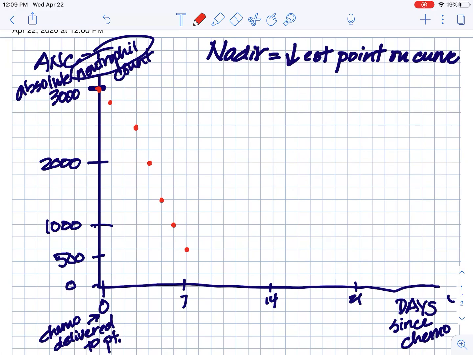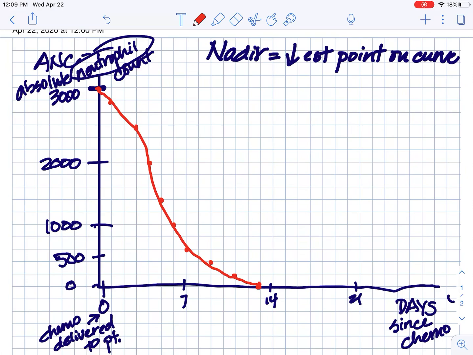Day 7, we're at 500. Maybe by day 8 or 9, we're getting even lower. By day 11 or so, we're almost to 0, and then at some point we actually hit 0. Now, if I were to draw a line, right, this is the curve that I'm talking about.